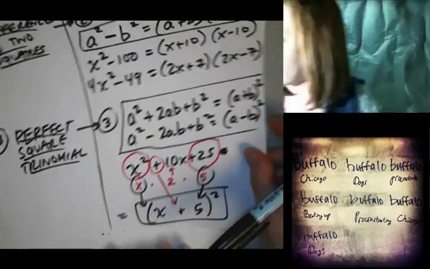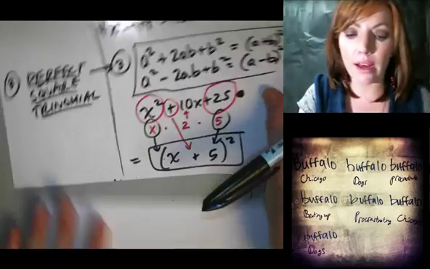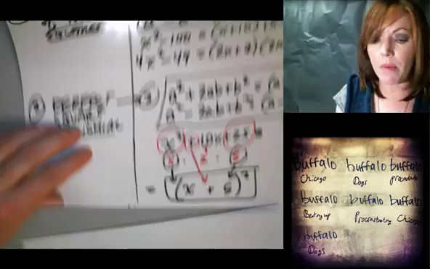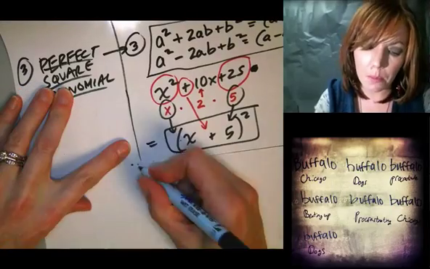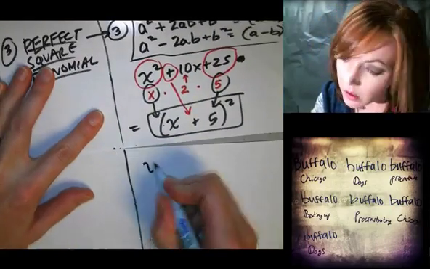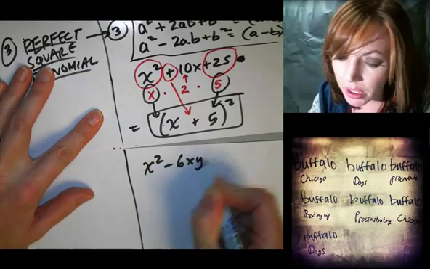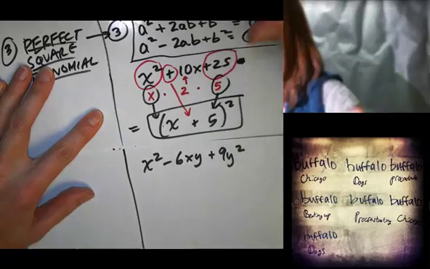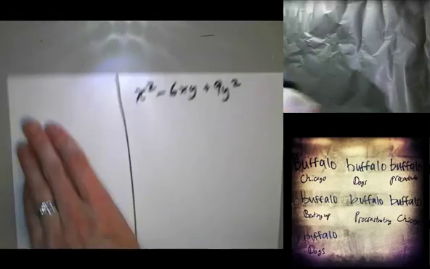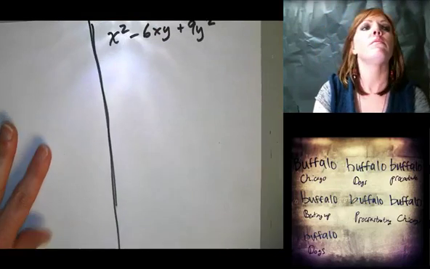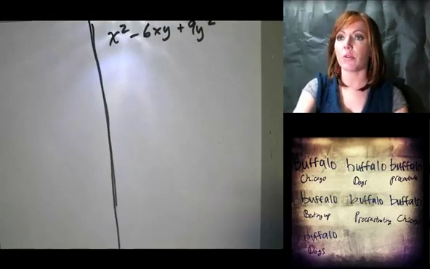You're fine? Okay. So then what if I have, let's do another one. X squared plus, nope, let's do minus. X squared minus 6xy plus 9y squared. So if we want to factor that, go ahead and move that. So if we want to factor this, what do you guys think? How would we test to see if it's a perfect square trinomial?